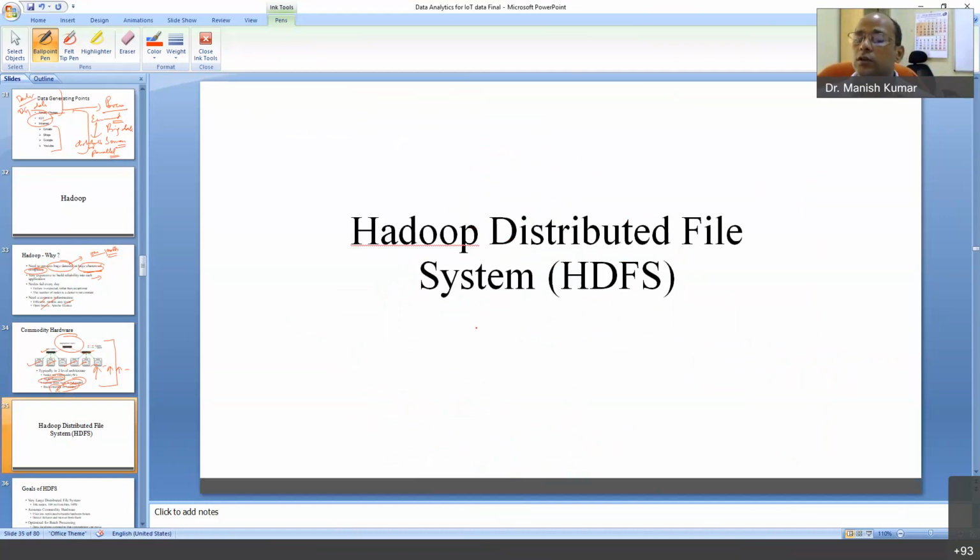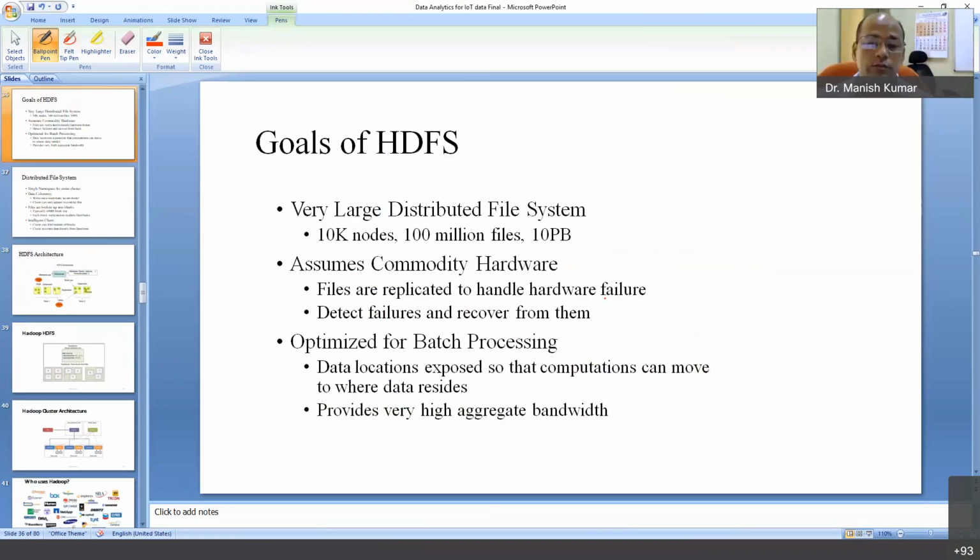In Hadoop, HDFS is the important part, because HDFS actually tackles all the information of individual nodes and how data can be stored. So all this is done by HDFS, the distributed file system. The goal is very simple. It can handle 10K nodes. You can see how huge an amount of nodes it can handle. It can handle 100 million files. It can handle 10 petabytes, and it can handle more than that also. Okay.